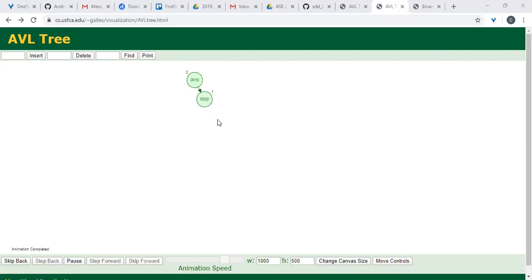Now, in our implementation, we will not count this level here. So we will say the current node is on level 0, and we count only the levels downwards. So in our approach, this will be 1 and this will be 0. But this is a visualization for this university. So this is how they compute it, but it's the same rule. Now, this is just a detail, it will not influence the algorithm. Now, let's add 40. Let's see what will happen.